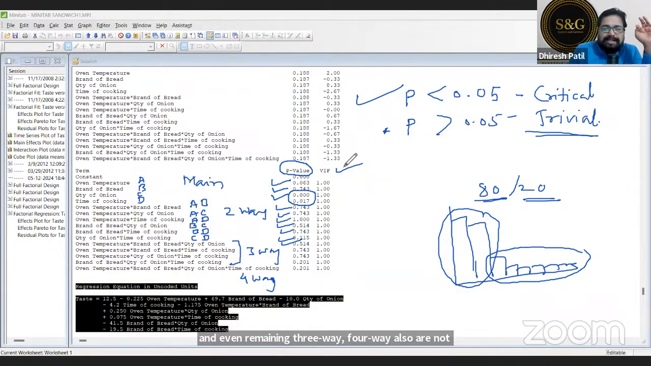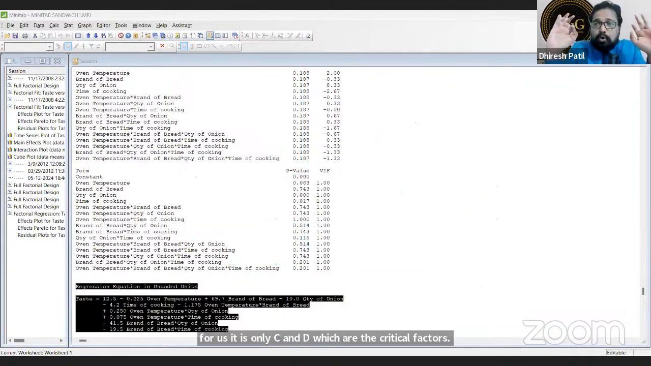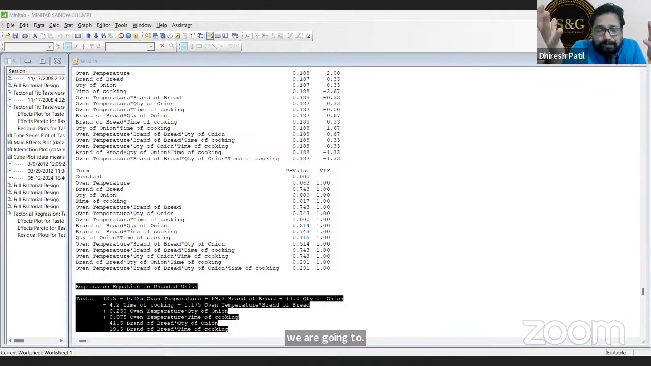So for us, it is only C and D which are the critical factors. Okay, now what we are going to do is remove the unwanted terms from our model. How do we do that? Let's try to understand this.